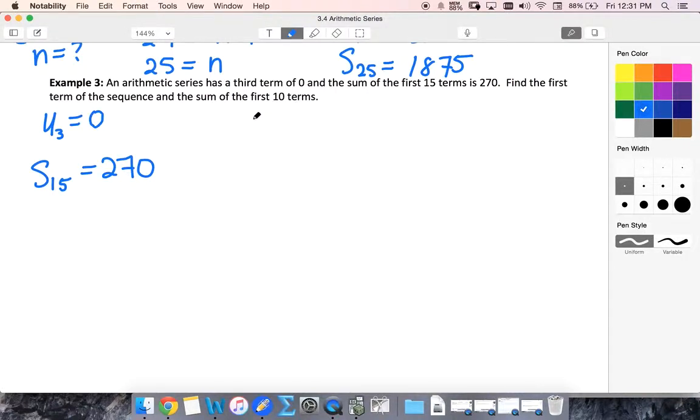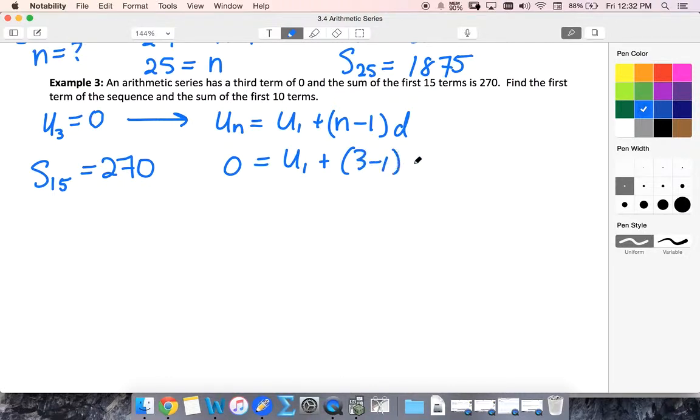So let's see what we can do here. I know that if U3 is equal to 0, and U sub n is U1 plus n minus 1 times d, then my U sub 3 is 0 equals U1 plus 3 minus 1 times d. So 0 is equal to U1 plus 2d.